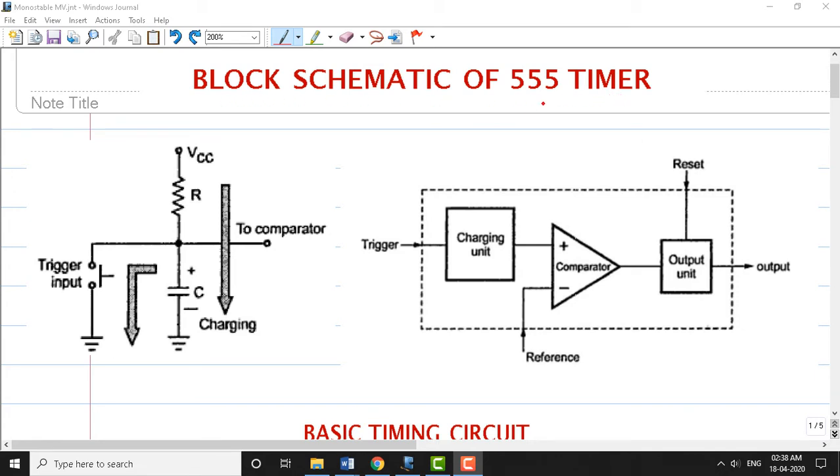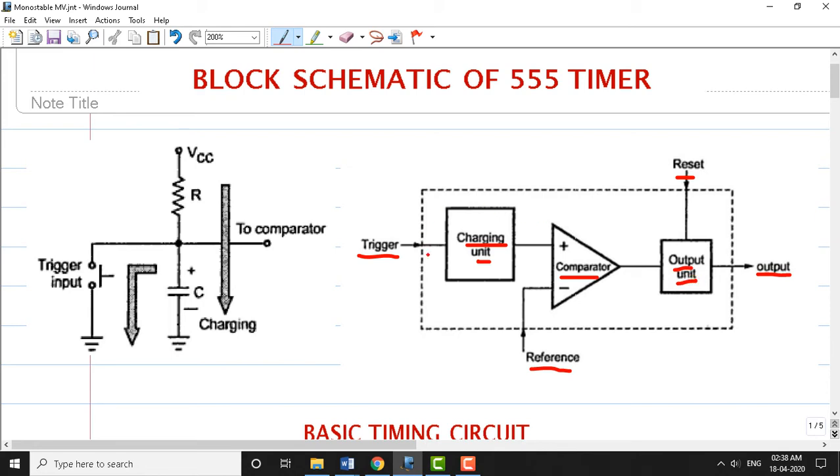So the block schematic of timer is shown here. It has got three input signals, namely the trigger input, reference input, a reset input, and we have one output which is shown here. And if you look at internal to this, there are three units: the charging unit, which is here, and the comparator and the output unit here.